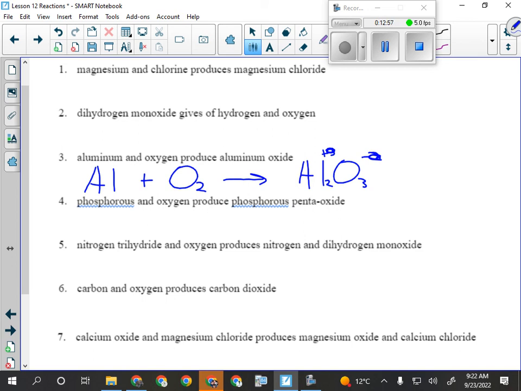All right, now that I've got that done, I can start looking at my balancing. Right now, the biggest number is 3. Okay, and it's on the oxygen. I got 2 oxygens on the other side. What should I do?